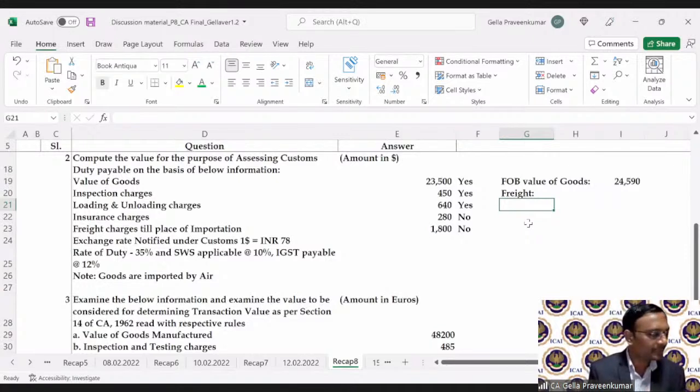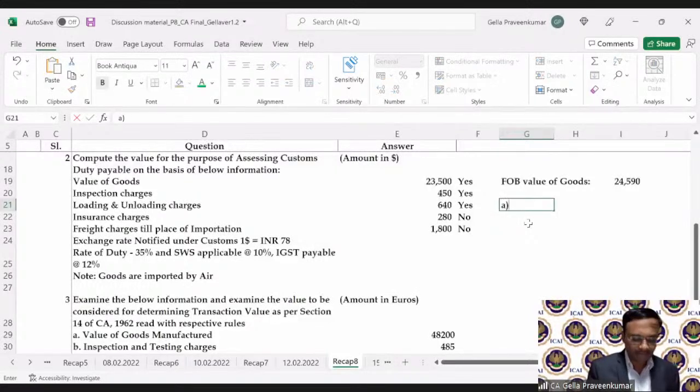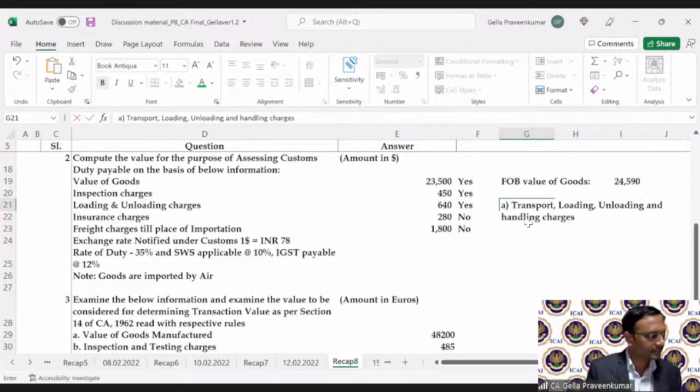So what they are saying is the cost of transport, loading, unloading, and handling charges associated with the delivery of the imported goods to the place of importation. Now here I have freight. Now if I read clause A, my clause A talks about transport, loading, unloading, and handling charges associated with delivery.